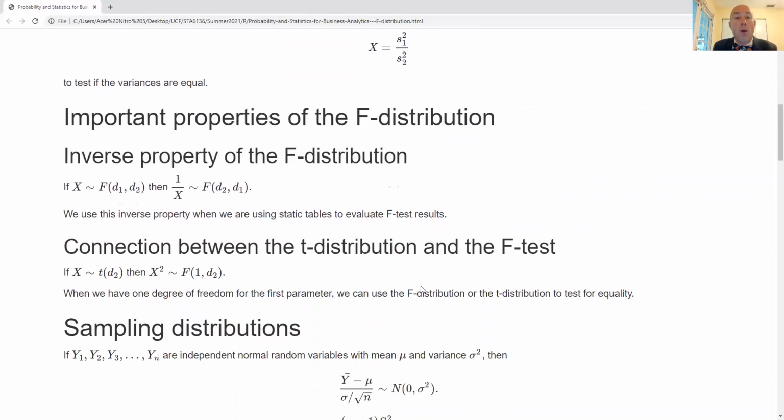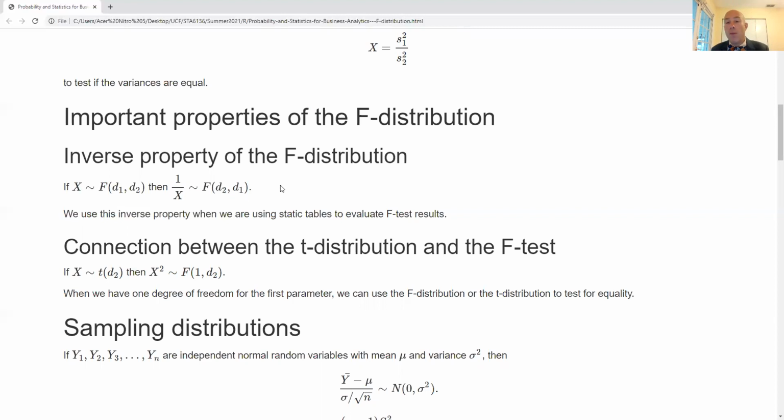Now here are some important properties of the F distribution. The F distribution has an inverse property. If X is an F distribution, its inverse is an F distribution where I just switch the degrees of freedom. Now, why do we care about this?